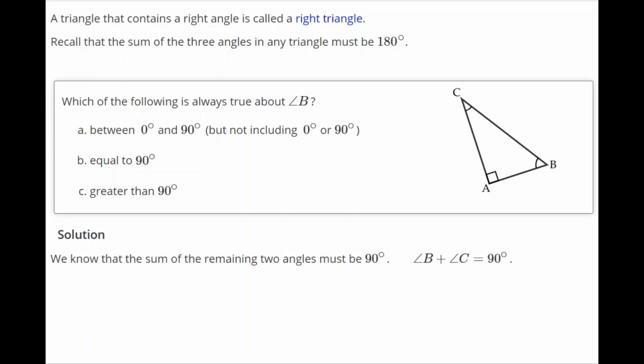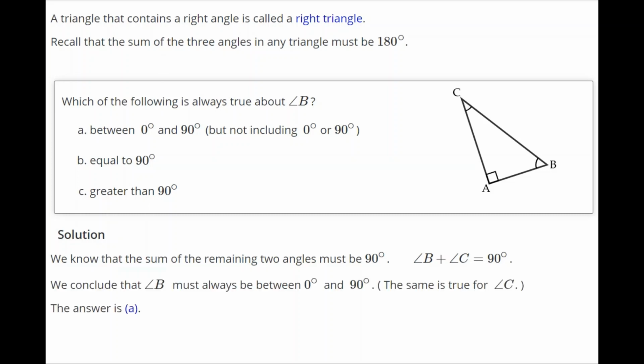We know that the sum of the remaining 2 angles must be 90 degrees. So angle B plus angle C equals 90 degrees. Now, if angle B is 90 degrees, that makes angle C 0 degrees, and therefore we don't have a triangle in the first place. So that rules out option B. If angle B is greater than 90 degrees, that will make angle C negative, but all the angles are positive here. So that rules out option C. So we conclude that option A is the correct option.